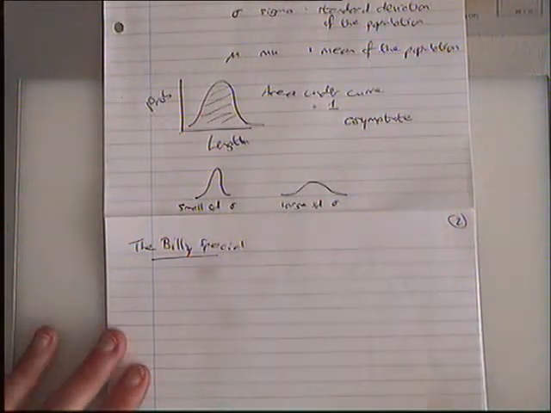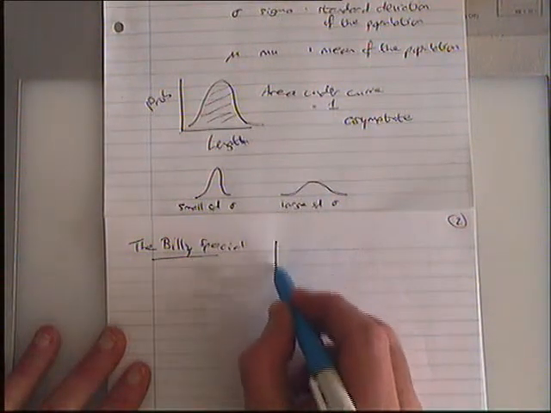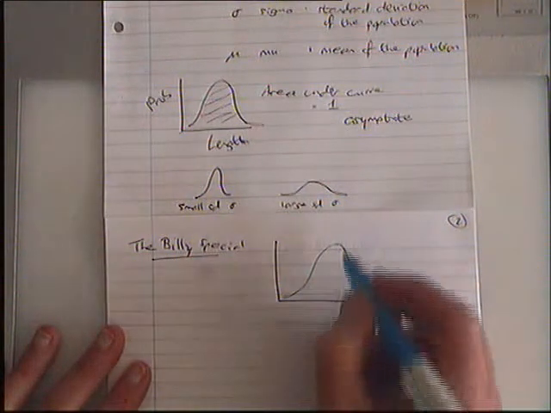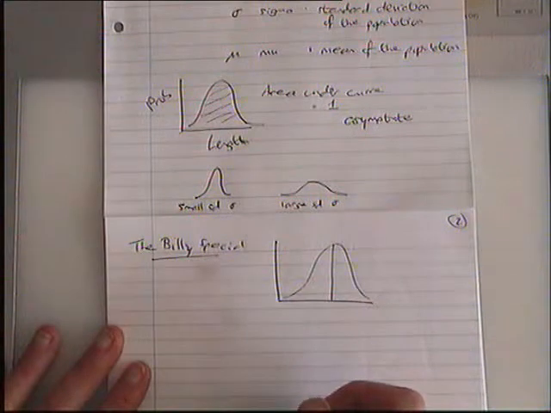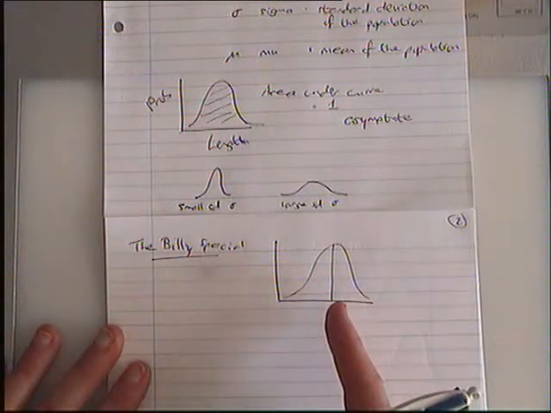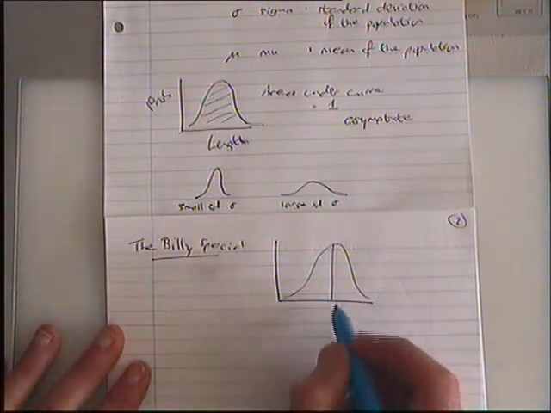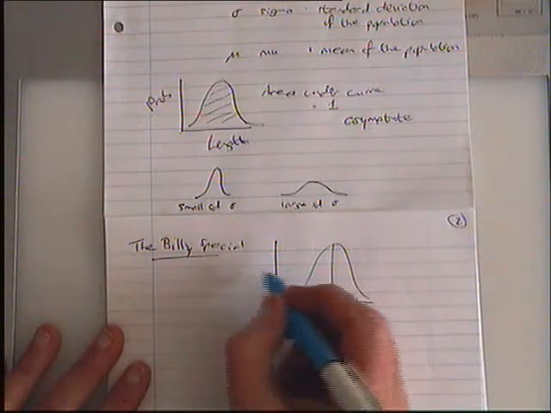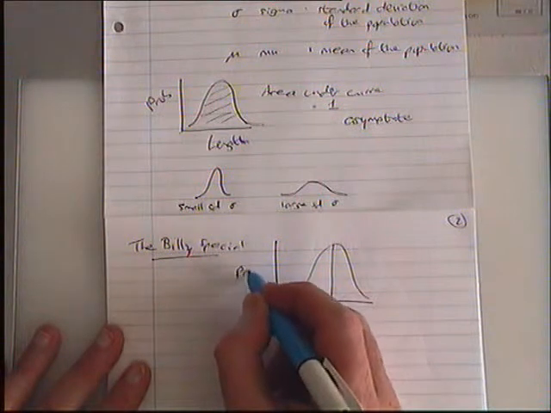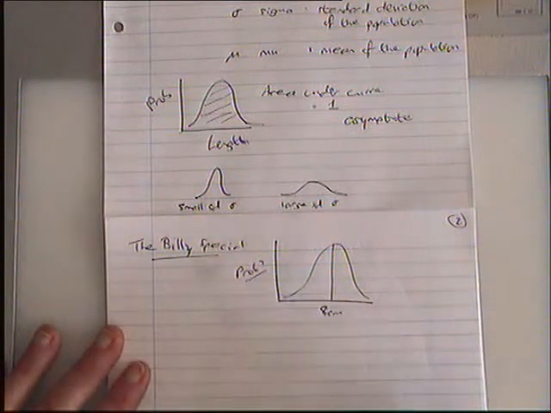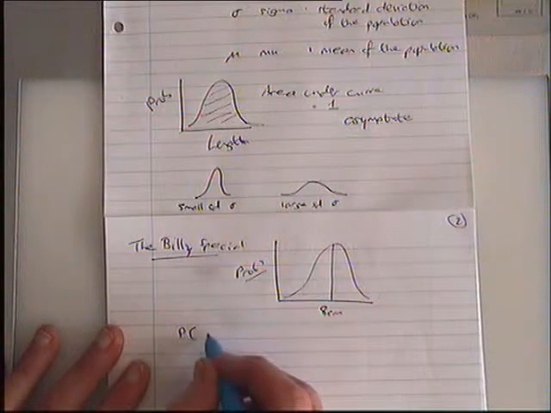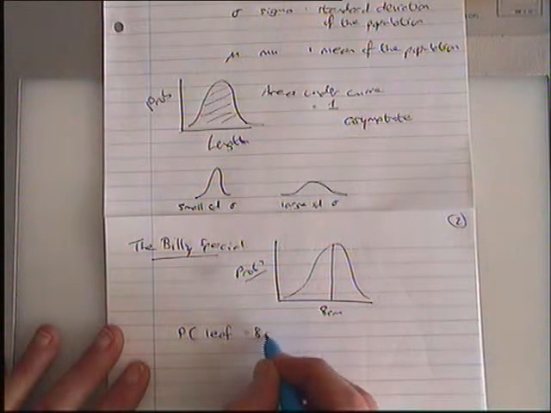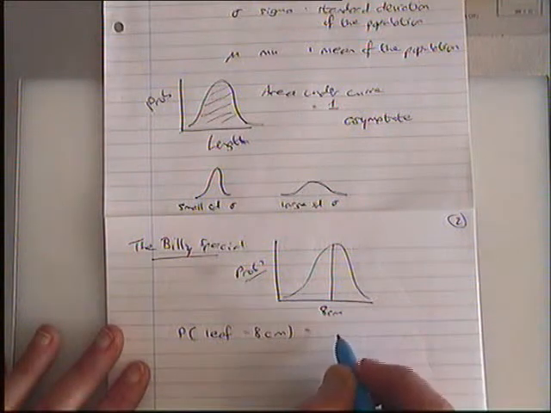Okay, the next bit, the Billy Special, as it is known. If we have these leaves here, and we know the average length of leaf, and this curve is symmetric, the curve is beautifully symmetric. Say we knew the average length of leaf was 8 centimetres, and here we have the frequency, or the probability, which is what we're really dealing with here. The probability that a leaf length is 8 centimetres is, Billy?